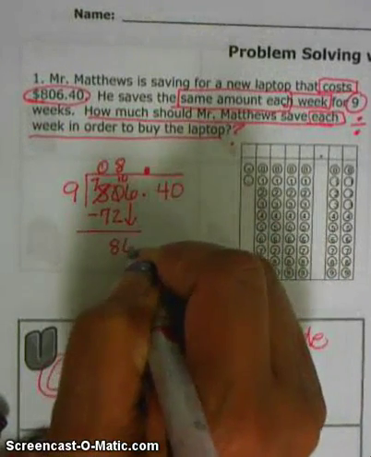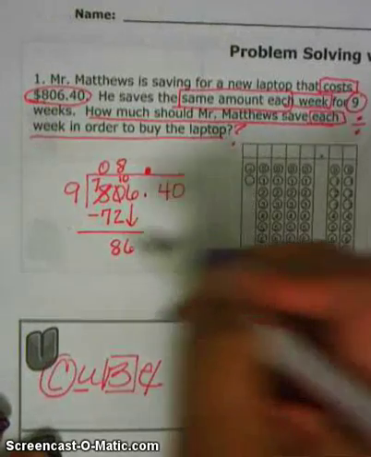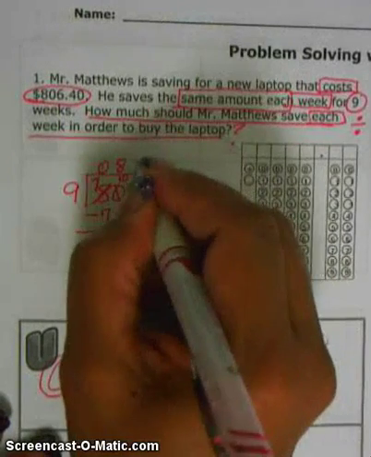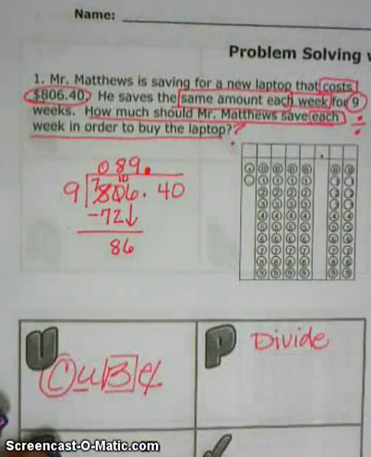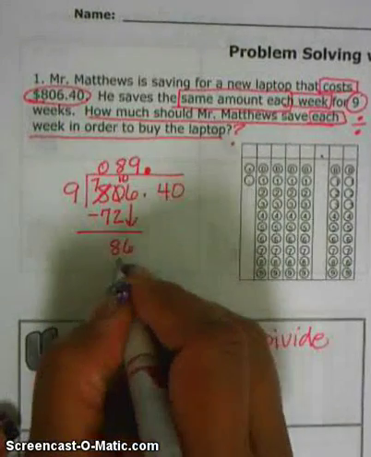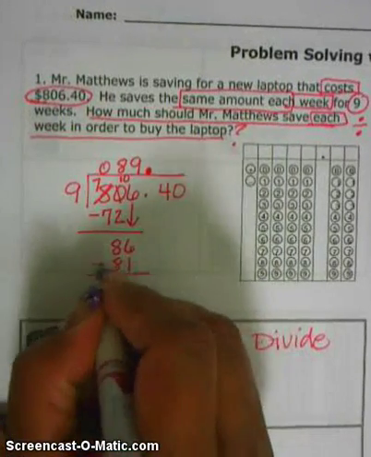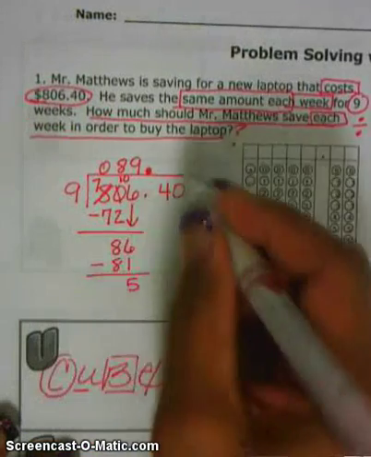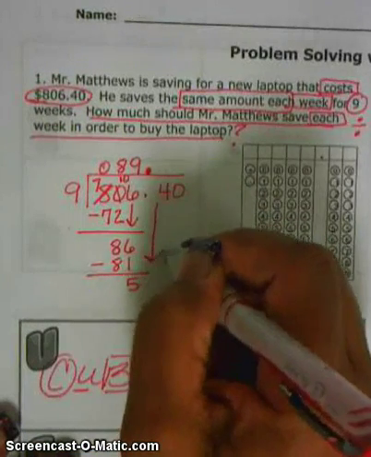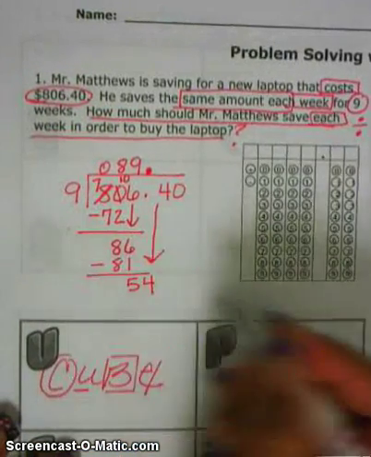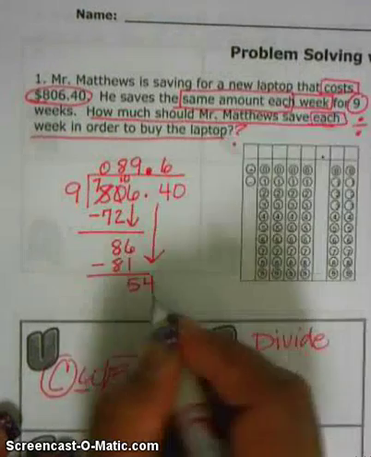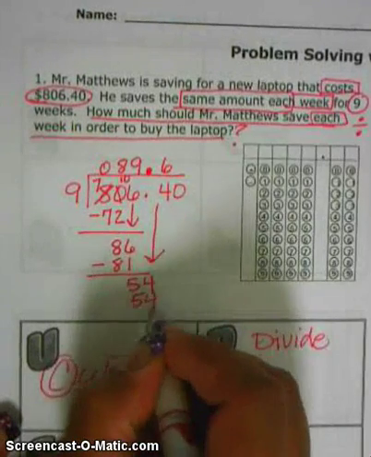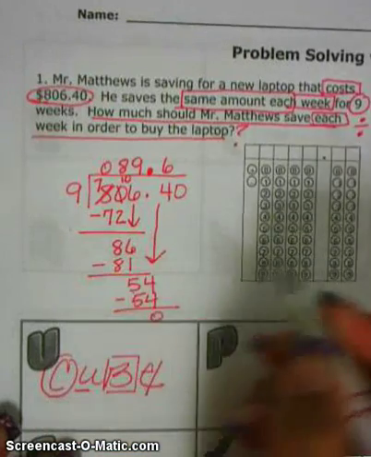I'm going to bring down my 6. Now I have 86. 9 goes into 86. How close can I get to 86 without going over? That's 9 times. 9 times 9 is 81. When I subtract, I get 5. Next, I'm going to bring down my 4. 9 goes into 54 6 times. 9 times 6 is 54. When I subtract, I get 0.